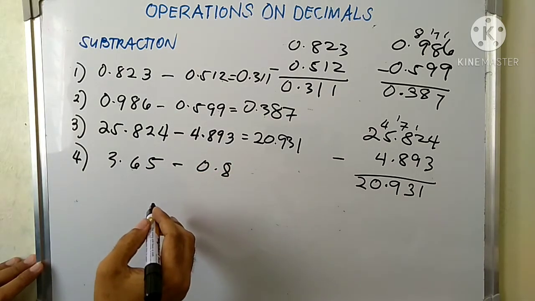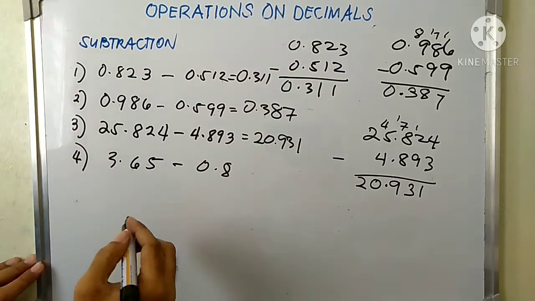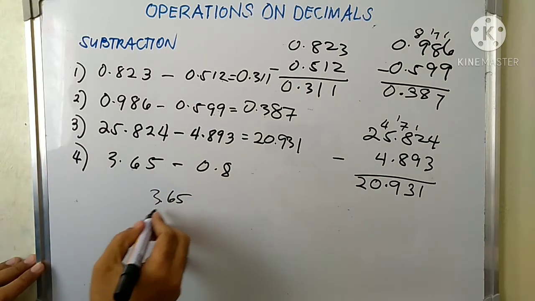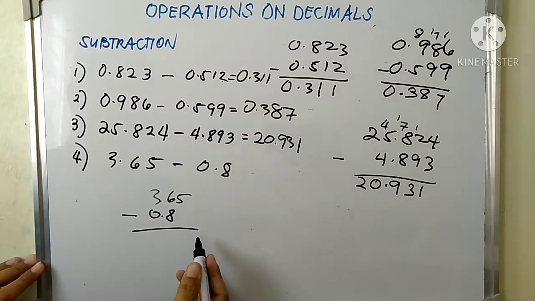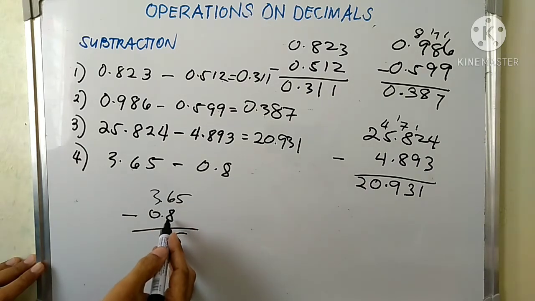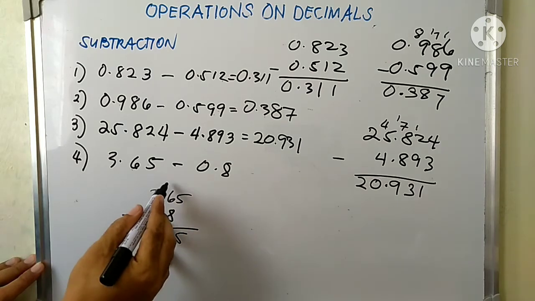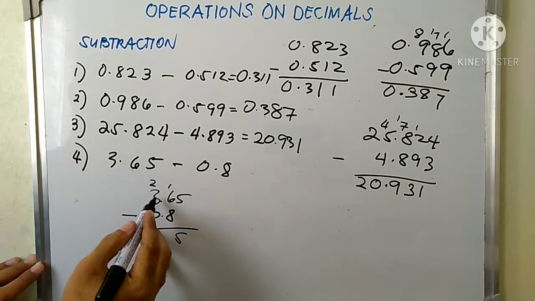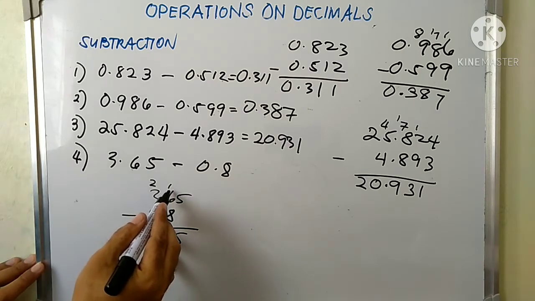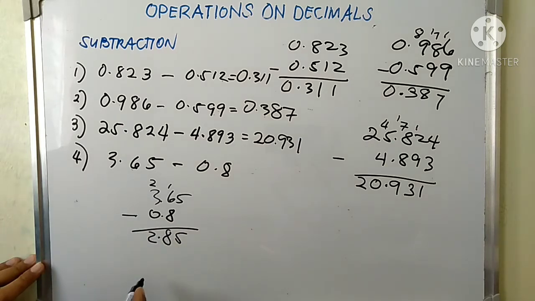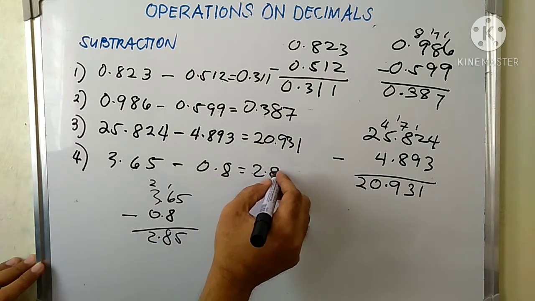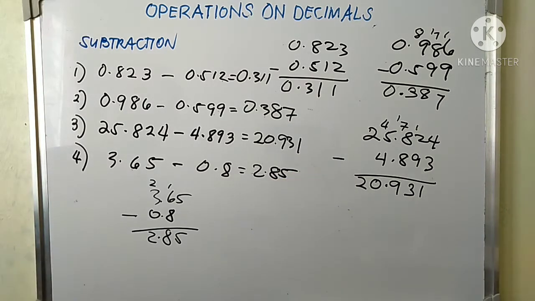How about this one? Let us subtract this one. Subtract 3.65 and 0.8. Bring this down. 6 minus 8 cannot be. So we have to borrow 1 from here. This is 2, since we borrowed 1. So we have 16 minus 8 is 8. 2 minus 0 we have 2. So the final answer is 2.85. That's all about subtraction, and let's proceed to multiplication.